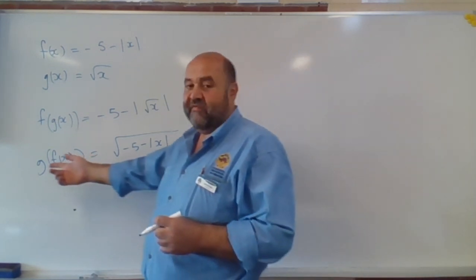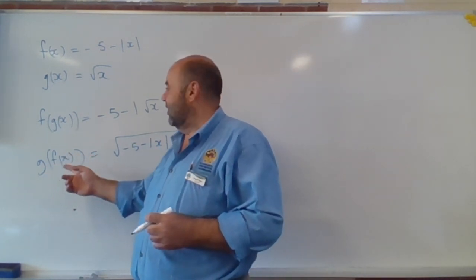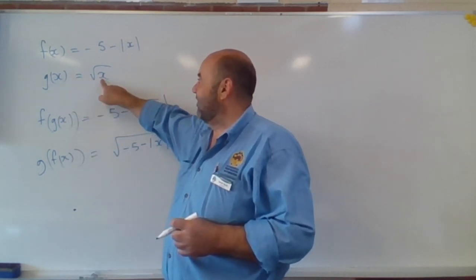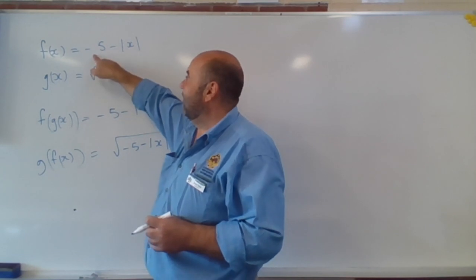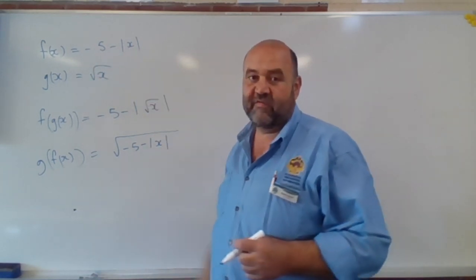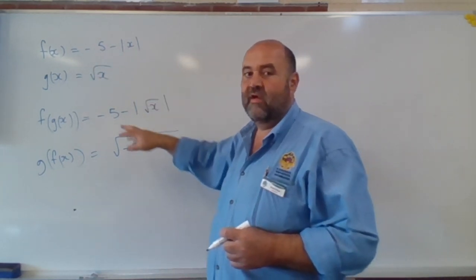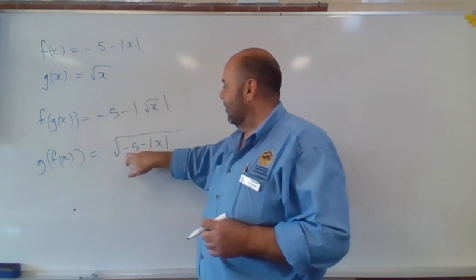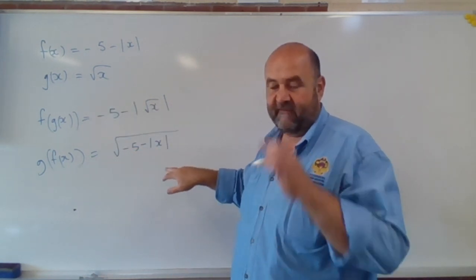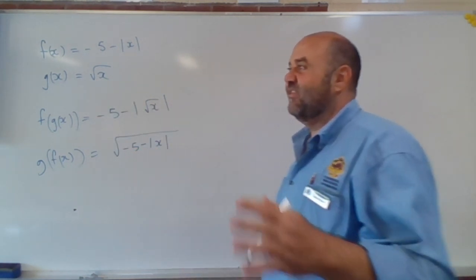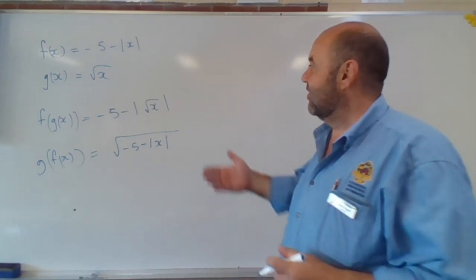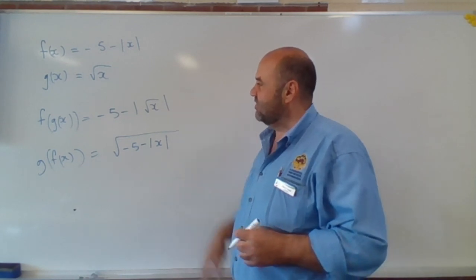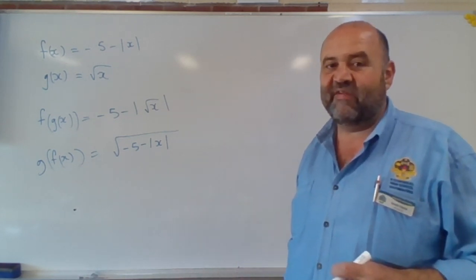And in g of f of x, that means in g of x, everywhere I see an x, I'm going to replace it with f of x. So I'm going to replace that x with -5 minus the absolute value of x. So the square root of -5 minus the absolute value of x. So our question is now, what are the domains and ranges of these? What's the domain and range of f of g of x?